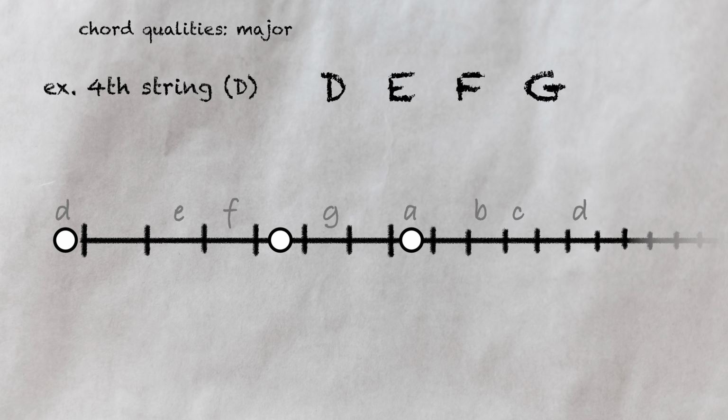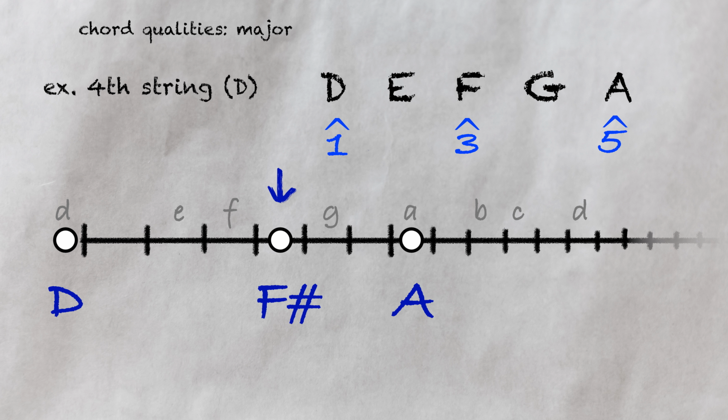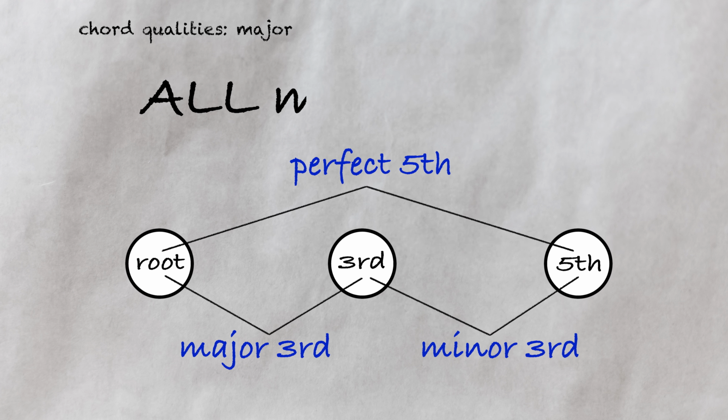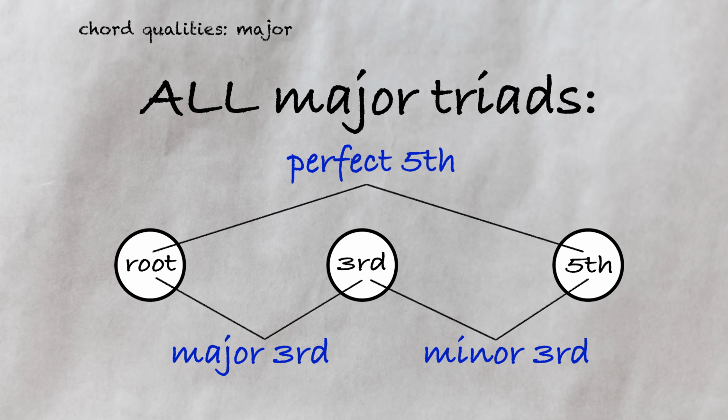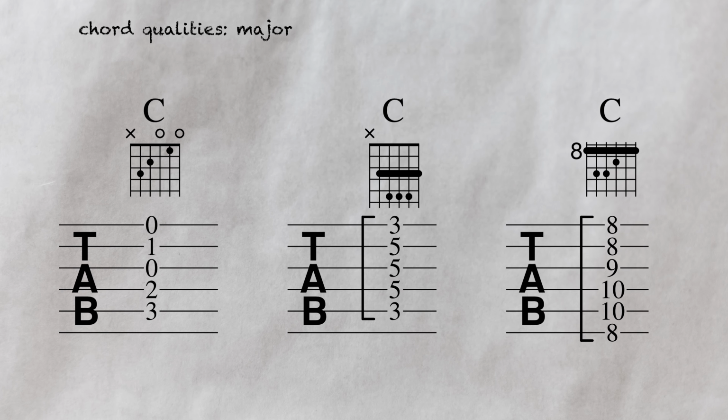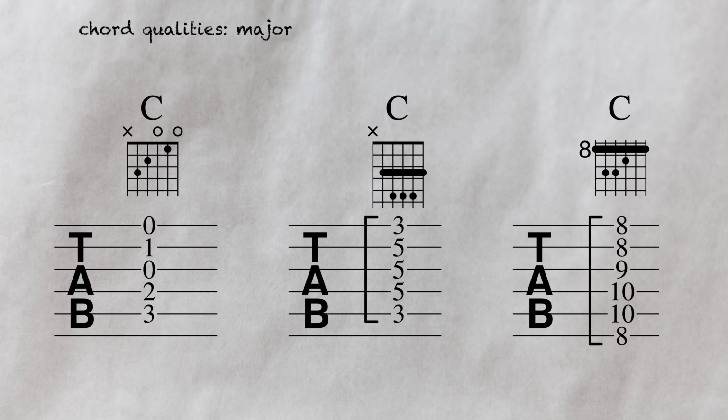D, E, F, G, A. And then we can see we need to use the letters D, F, and A, which means we'll name this note F sharp. And this intervallic relationship is true for all major chords. And one really cool thing about the guitar is because of all these shapes, we can sort of reverse engineer them to answer theory questions.